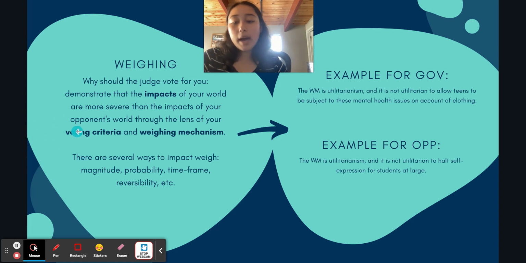Now, there are several ways to impact weigh. We're not actually going to go over it now, but the idea is you're going to explain that my impacts are more applicable to the weighing mechanism and voting criteria than my opponents. Both sides should impact weigh.